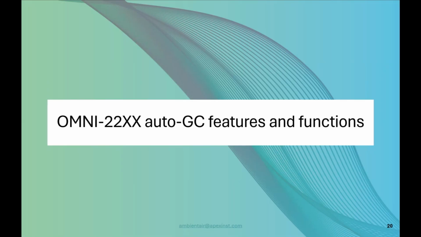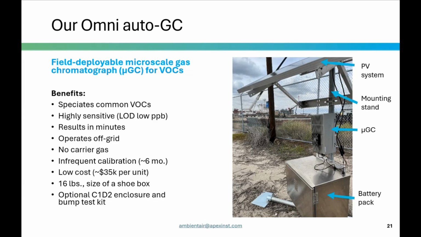All right, now switching gears a little bit, I wanted to share a little more information about the Omni 2000 series auto GC, some of the features and functions for folks who might not be as familiar with the technology. So this is a picture of the Omni auto GC out in the field. It's a small box about the size of a shoebox. It weighs about 16 pounds, and it's able to speciate many common VOCs with a limit of detection in the low parts per billion range.